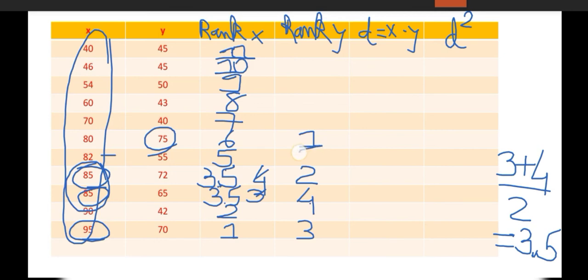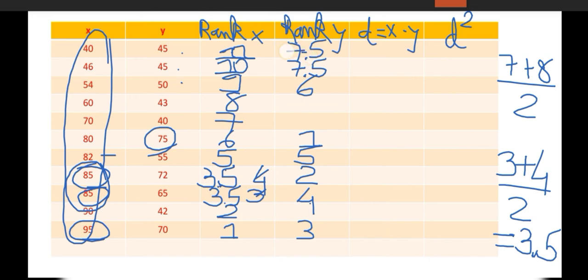Then our next value will be 55. So I'll give it rank 5. Then the next value is 50. Here I'm giving it rank 6. Then the next value, 45, is repeated twice. What I need to do is take an average. So it will be 7 plus 8 by 2, which will be 7.5.